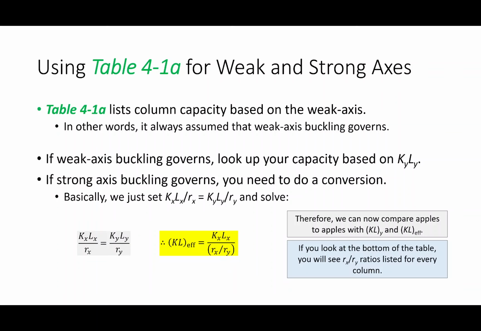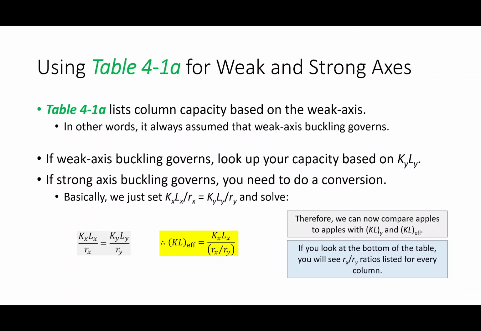Table 4.1a lists your capacity based on the weak axis, okay? But for example, for the problem that we just did, did the weak axis govern? No, the strong axis governed, right? Because it was the x-axis that had the largest KL over r. So what you've got to do is you have to do a conversion, okay? So essentially what you do is you set KL over r for the x-axis equal to KL over r for the y-axis. And what you do is you solve for this, okay? And what you get is you get KxLx divided by this ratio.